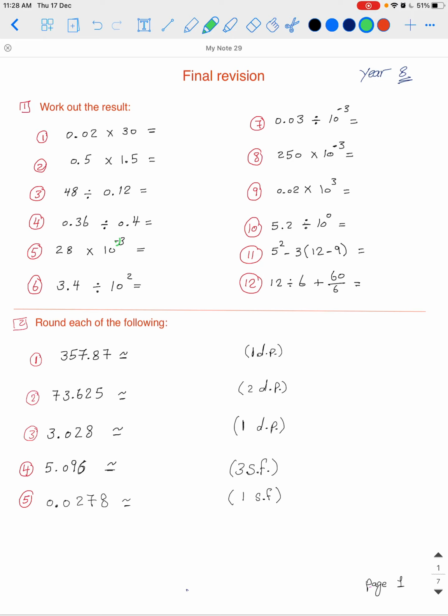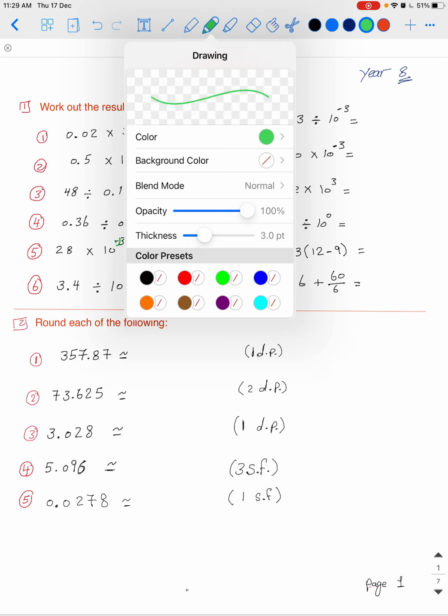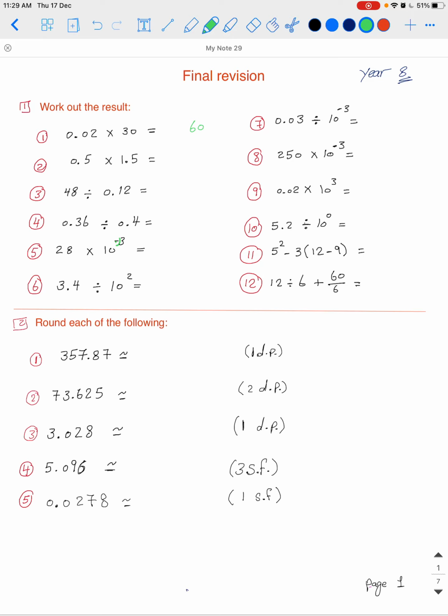The first one here, multiplication: 0.02 multiplied by 30. So first, ignore the point and multiply 2 by 30, that's 60. Then I will put the point after two digits because here it's after 2. So it will be 0.60.